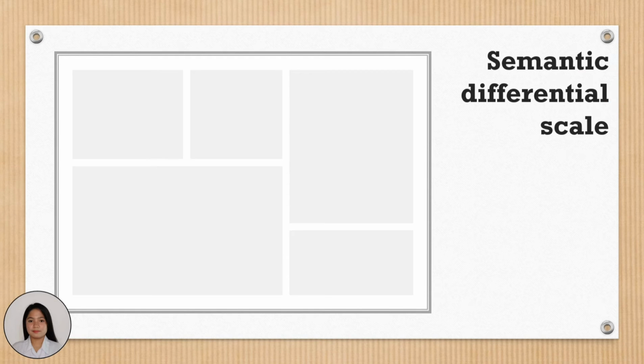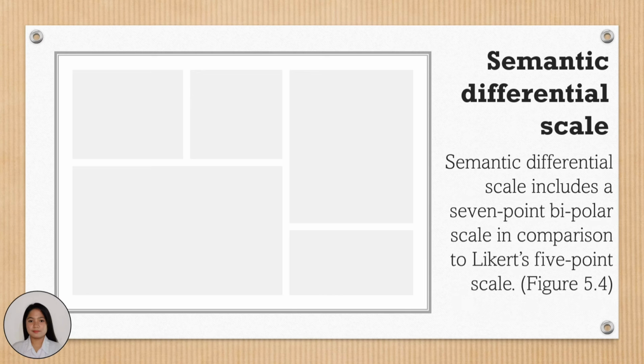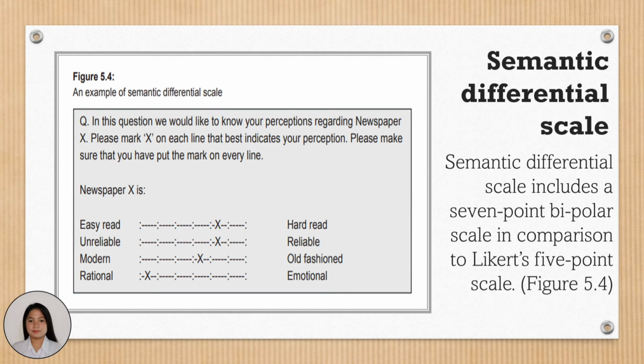5.7.2.2 Semantic Differential Scale. Semantic differential scale includes a 7-point bipolar scale in comparison to Likert's 5-point scale. Diba sa Likert scale, puro strongly disagree to strongly agree. Tas may nilalagay na number tulad nung nasa example niya. Samantalang sa semantic naman, yung endpoints are clearly defined tulad ng nasa example ng semantic. Yung example ng semantic, yung nakalagay sa figure 5.4. Dito, pwede rin gamitin yung satisfaction and dissatisfaction sa endpoints at dito madaling makita yung perception pattern ng isang respondent.